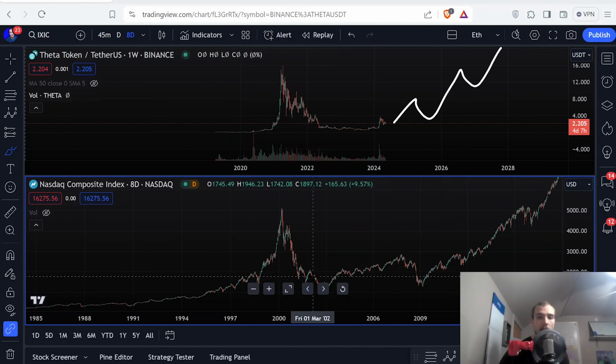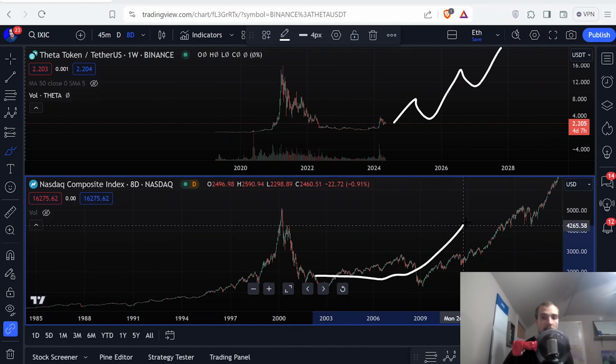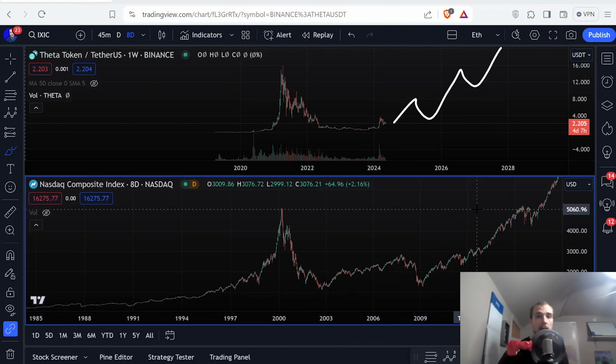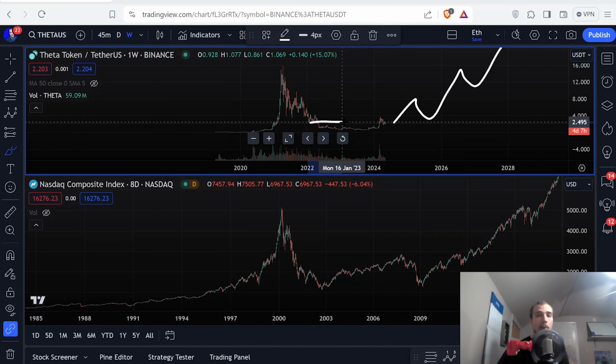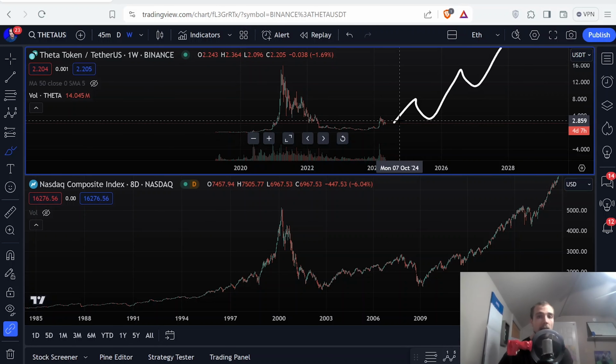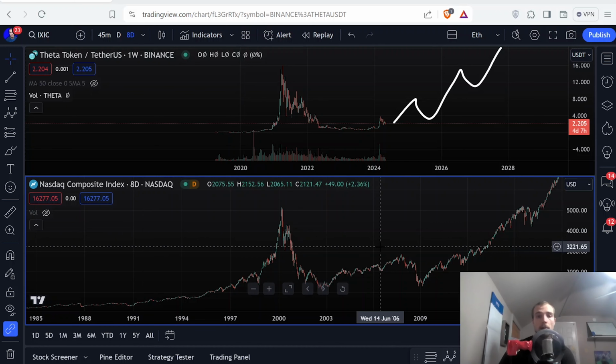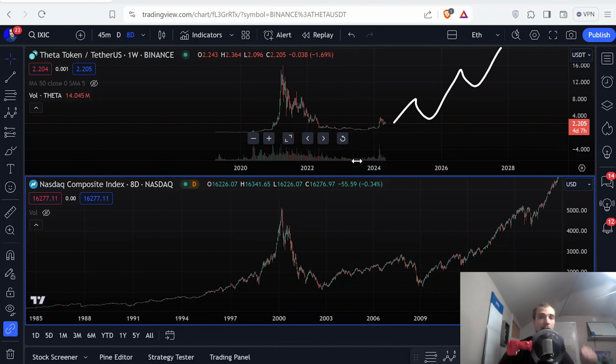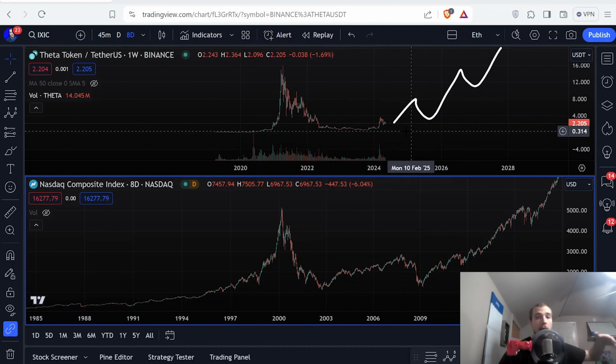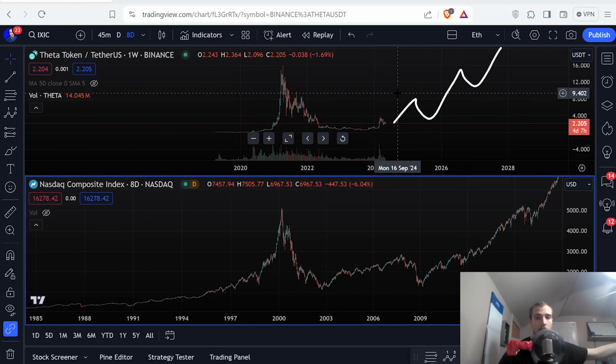Other ones just go sideways and then they start taking off. Theta looks a lot more like what happened on, for example, Ethereum, where it just went sideways before it took off. So sometimes after the correction occurs, you get a double bottom. Other times it just goes sideways. But either way, you get a bull market afterwards as long as there's volume and demand.